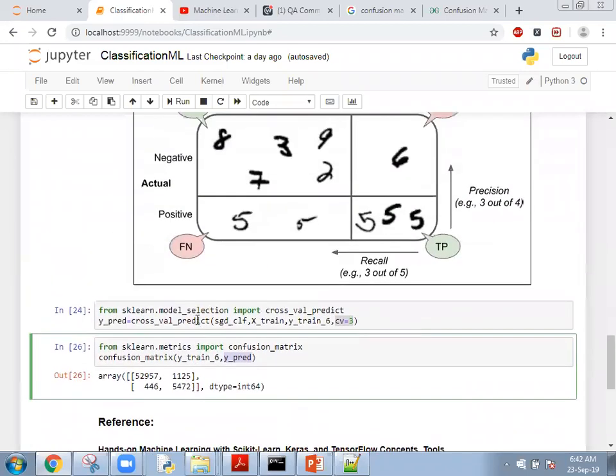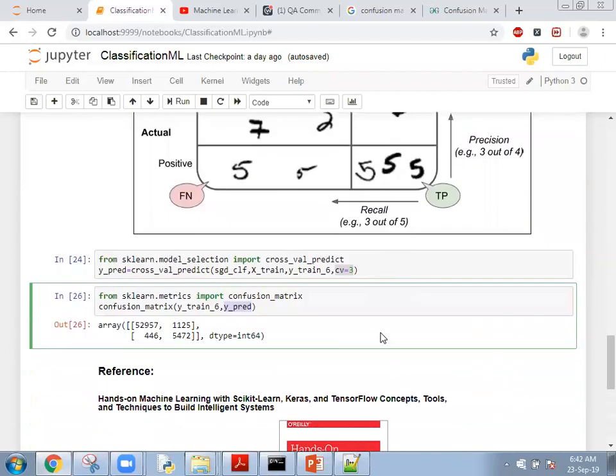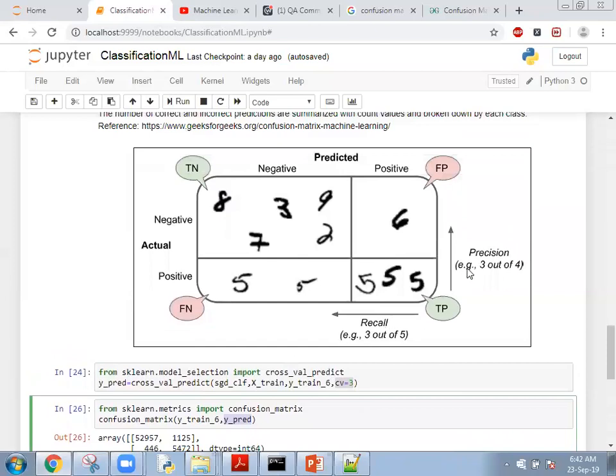However, we have other metrics also, such as precision and recall. Those are the things we will be seeing in the coming videos. Along with precision and recall, we will find out what the trade-off between precision and recall is and what the harmonic mean is. Those are the things we will be seeing in our next videos.